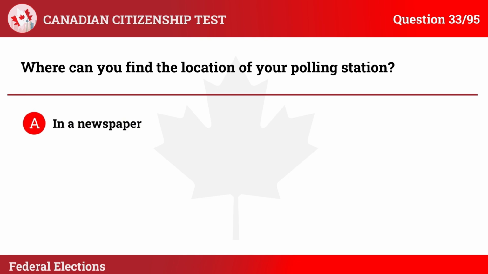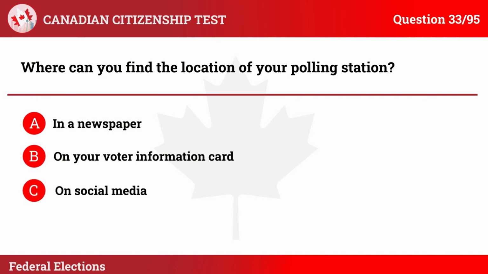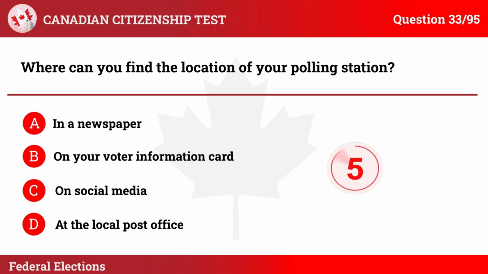A. In a newspaper. B. On your voter information card. C. On social media. D. At the local post office.